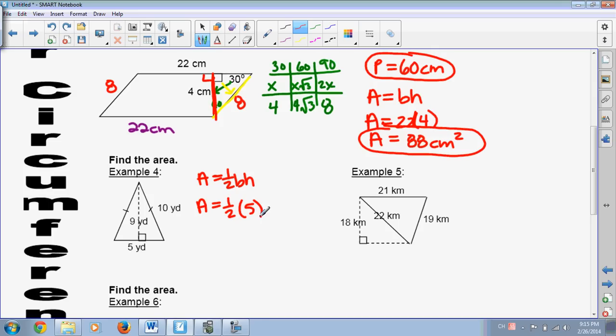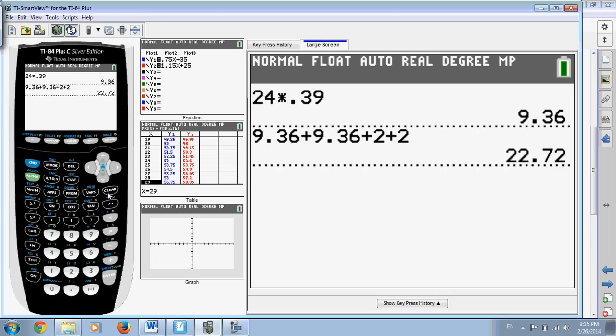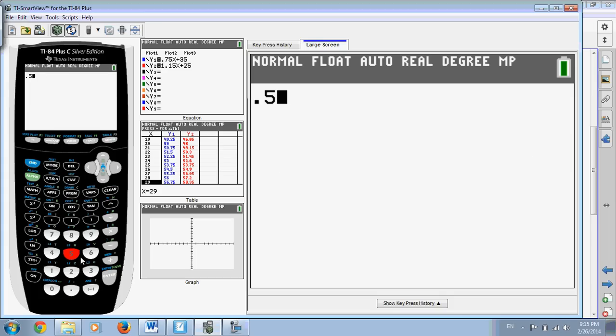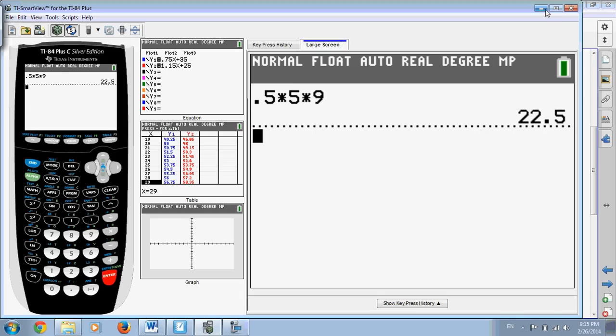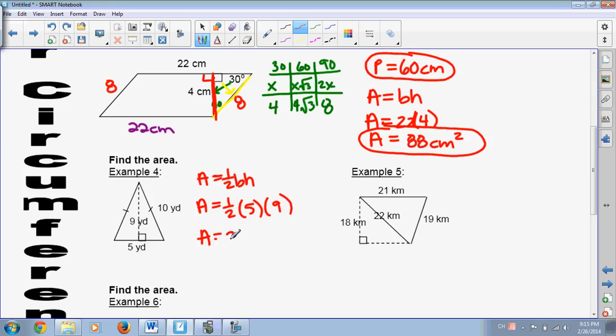And our height is not 10. It has to be the perpendicular height. So our height is 9. And if you can actually put all of this in your calculator at one time, do it. So 1/2, I'm just going to use as 0.5, times 5 times 9, all on your calculator, and you get 22.5. And remember, we want to put our units. We're measuring in yards, so 22.5 yards squared since it is area.